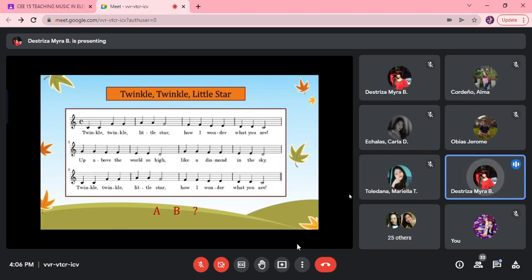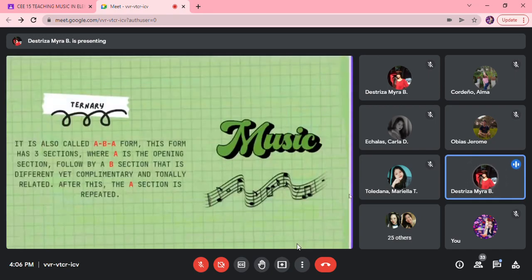So ano sa tingin niyo? May pagkakapareho ba sa dalawang naunang pattern? So as you can see, the first and third pattern are identical to each other. So it will get the same letter as the first. So the form of Twinkle Twinkle Little Star is ABA. And the form of ABA is called ternary. Ternary means a three-part form. Ito ang madalas ginagamit sa mga kanta.